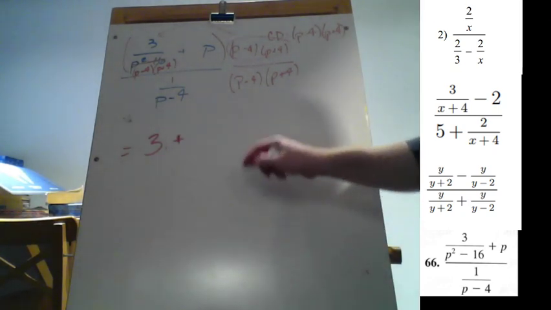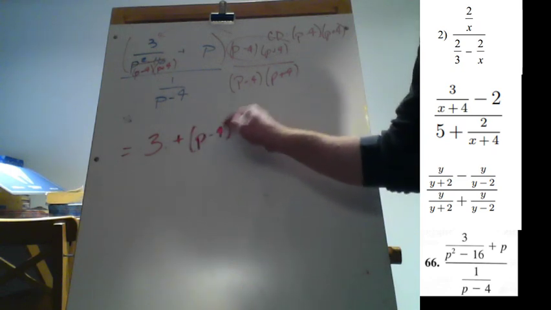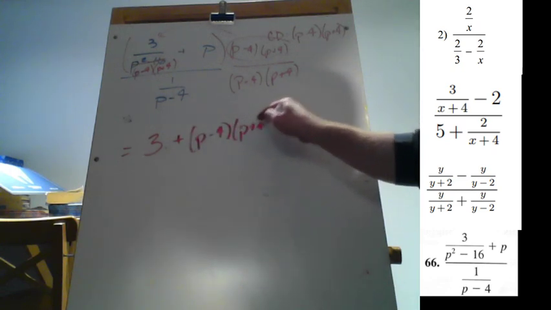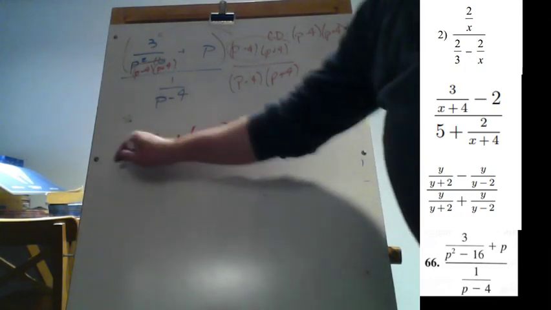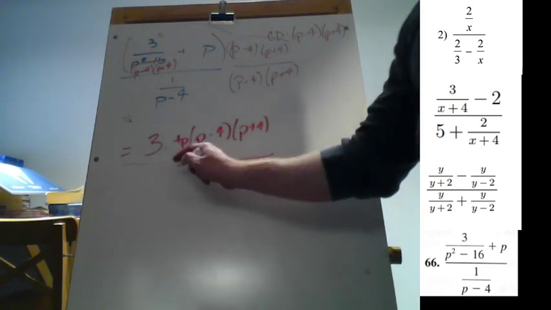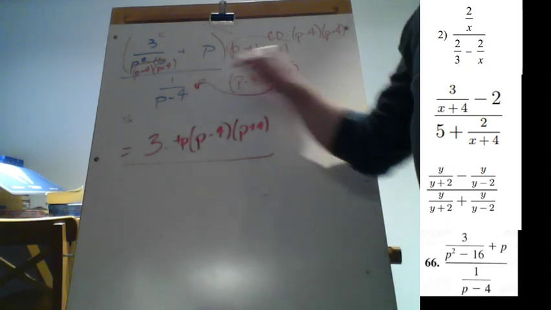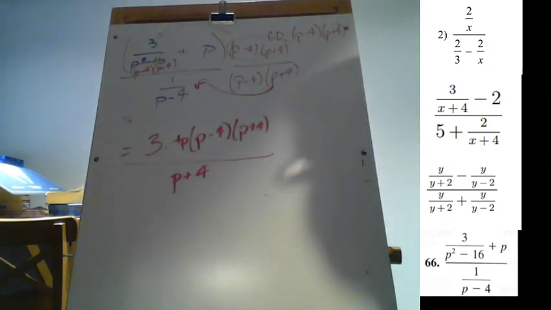Plus p minus 4, p plus 4. Now, obviously, oops, and the p goes up there too, sorry. Obviously, this we know is going to be p squared minus 16. And then down here, when this goes through, this will divide out. So I'm just going to get p plus 4.